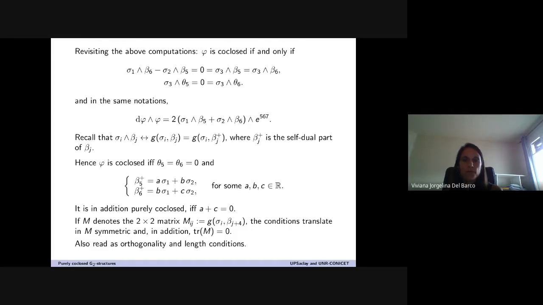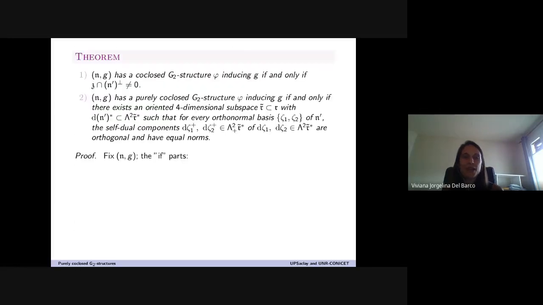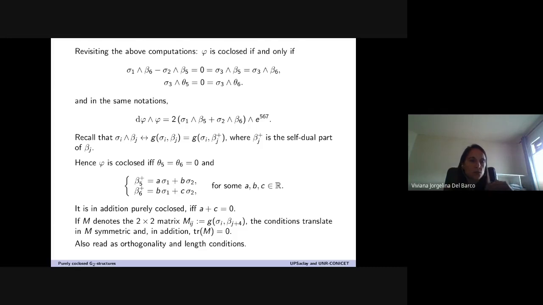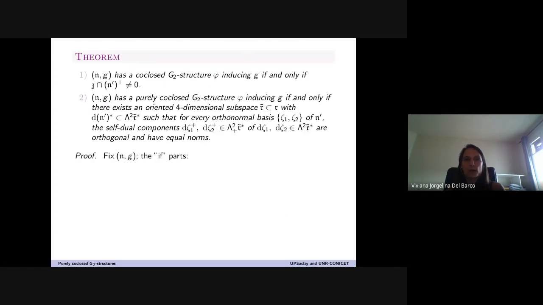So very quickly, this is the theorem. Reinterpreting these conditions, sorry, I'm going to go back. We started with a G2 structure and we adapted the basis for n prime. So the theorem now says we can go backwards. If you have a two-step nilpotent algebra with dimension of n prime equal to 2, then it always has a coclosed G2 structure, provided it is decomposable. So n is going to admit a coclosed G2 structure inducing the metric if and only if the center intersection of n prime is orthogonal. Sorry, there is something in the center intersection of the orthogonal of n prime.